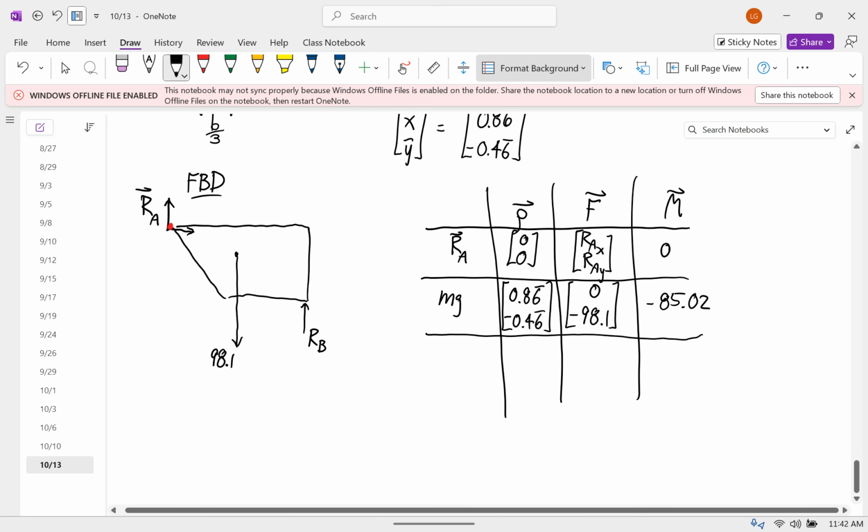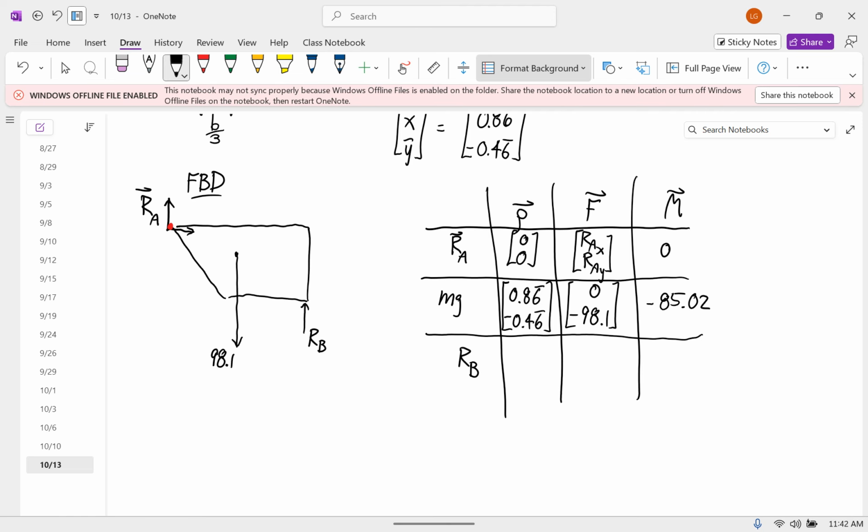And then last is the roller, the RB. The r vector where that force is applied is 1.5x, negative 1y. The force is 0, RB. Cross product is 1.5 RB.